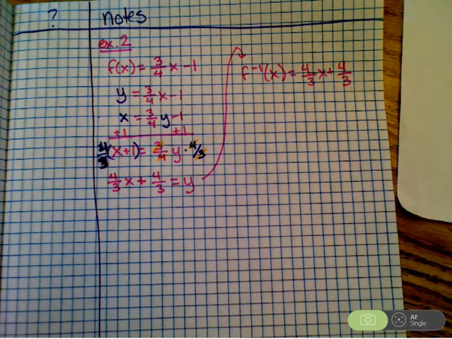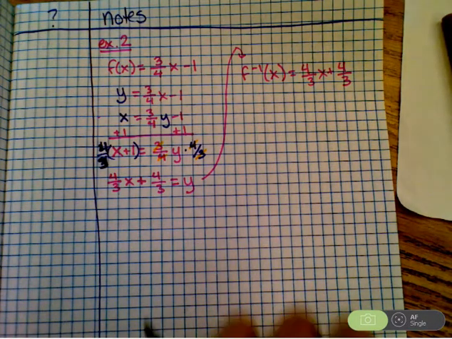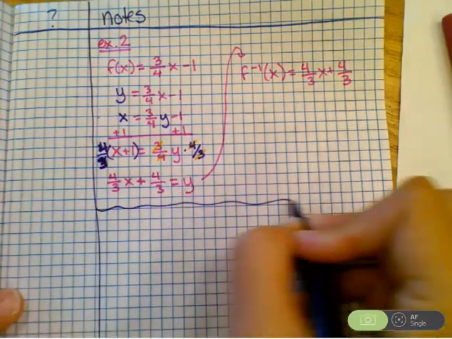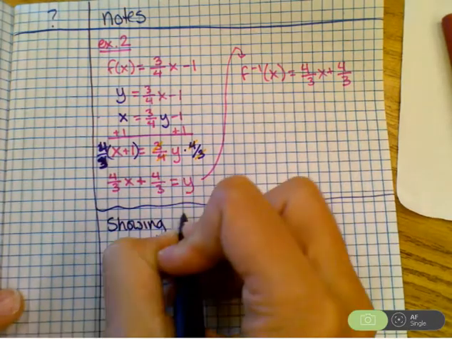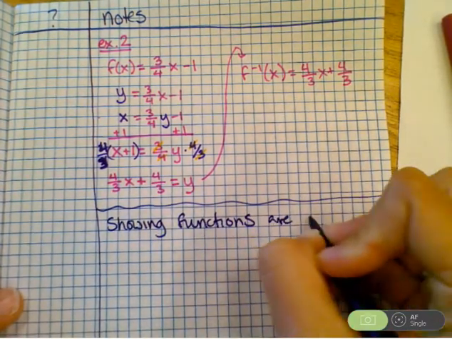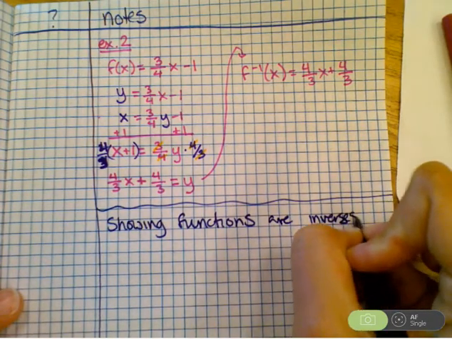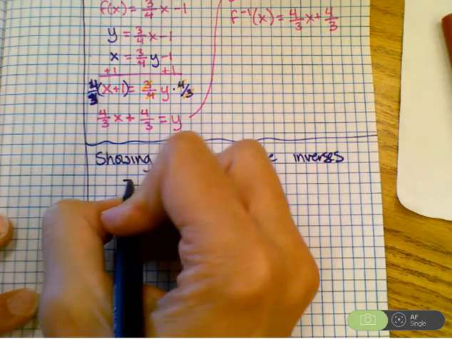Just want to show you one more way to see if something is an inverse function, in case you don't always have a graph with you or you want another way to check it. So let's just do a little dotted line there. Showing functions are inverses. So one way to show functions are inverses is to graph them.